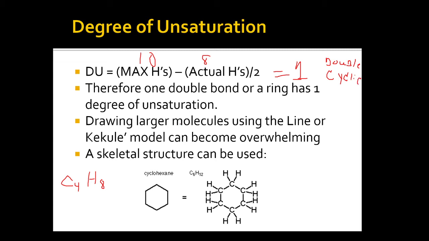Now, drawing larger molecules using the line, or what they call the Kekulé model, which is the one I like, does get a little ridiculous. Look at this. So it could be easier to use the skeletal structure drawing. That double bond rule that I showed you only works for linear. If there was a double bond here, there's still only 6 carbons if it's cyclic.